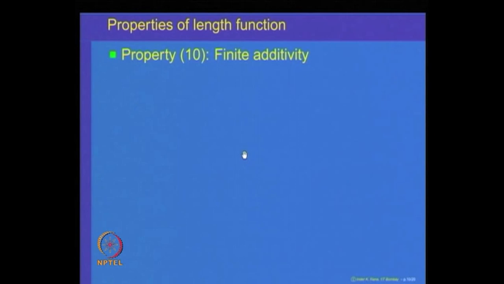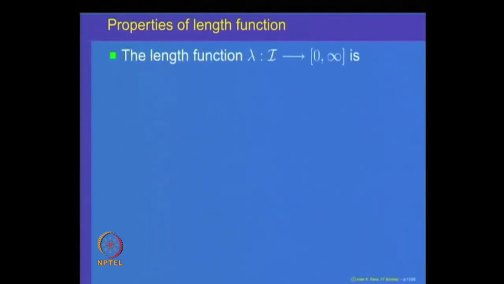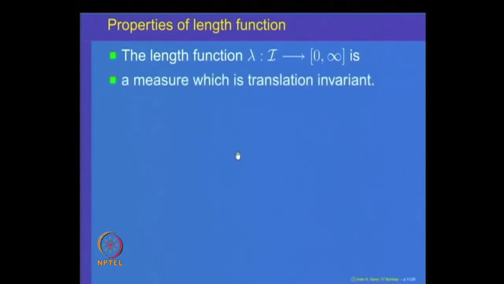So, let us just recapitulate the various properties of the length function that we have proved, namely the length function is a set function defined on the class of all intervals in the real line with the properties that it is countably additive, countably subadditive, finitely additive, finitely subadditive, and translation invariant. The important property is that it is countably additive. So, in view of this, the next question that arises is the following. So, the length function is a measure which is translation invariant, because it is countably additive and the length of the empty set is equal to 0.